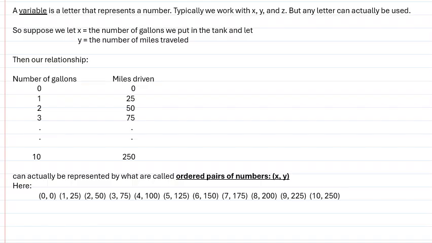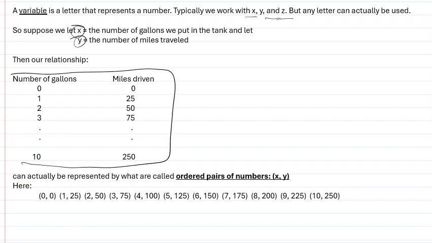A variable is simply a letter that represents a number. So typically we do work with X, Y, and Z, but any letter could actually be used. So for our example we're going through, we might let X represent the number of gallons we put in the tank when we pull into the gas station. We might let Y be the number of miles we can travel. So in our relationship from the previous page, the number of gallons is associated with X, the number of miles is associated with Y. Our relationship tends to be a relationship between numbers.